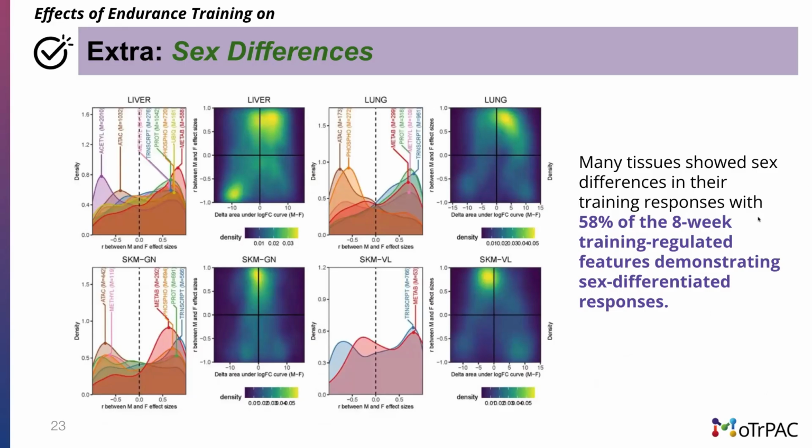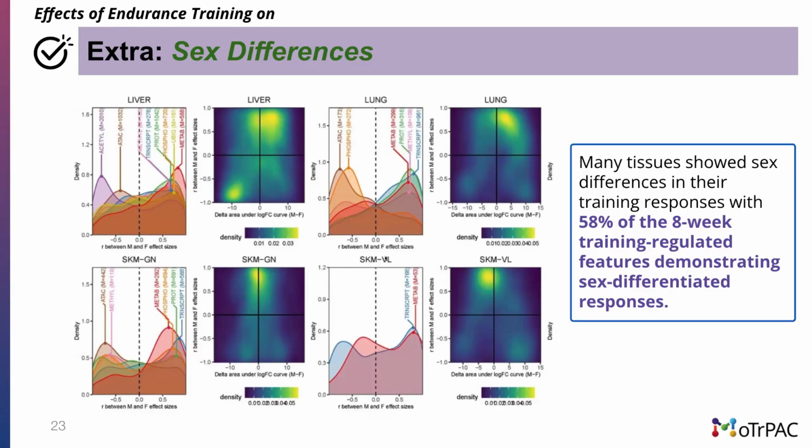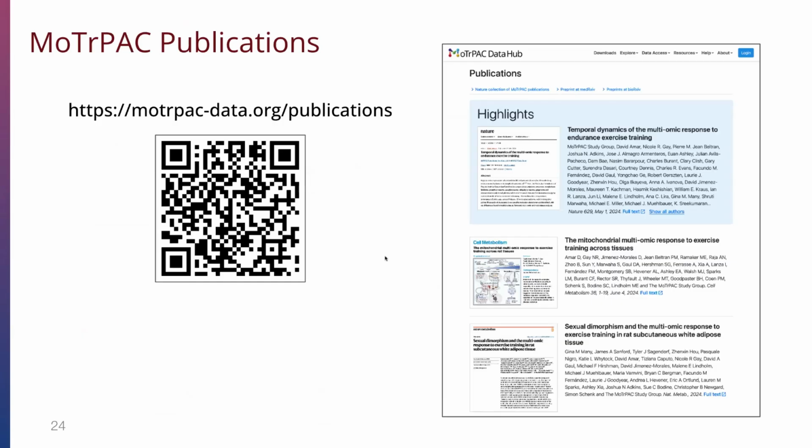So after analyzing all the data, so many tissues showed these sex differences in their training responses, with around 58% of the 8-week training regulated features demonstrating some sort of sex differentiated response, which is really interesting. Again, this is in rats. We don't know. We are currently collecting and studying all the data from humans. Soon we will know if this differential response depending on the sex is as strong in humans, but in rats it was really interesting.